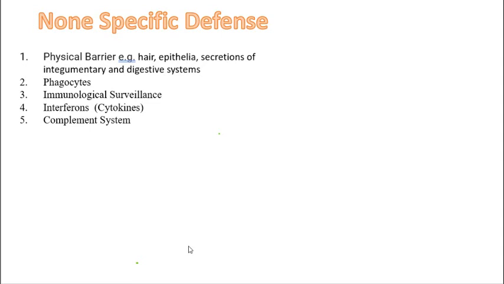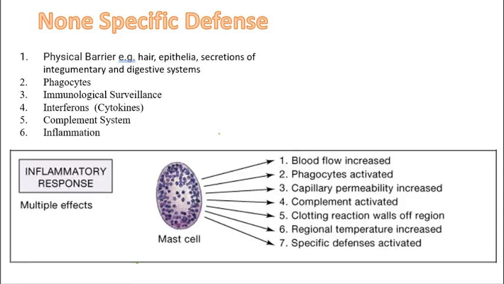The other non-specific defense is the complement system. It's basically a group of antimicrobial proteins that act together in a cascade fashion to enhance or complement the ability of antibodies and phagocytic cells to clear the infection, the damaged cell, or the infected cell.